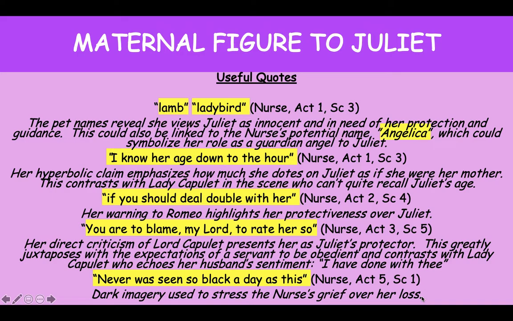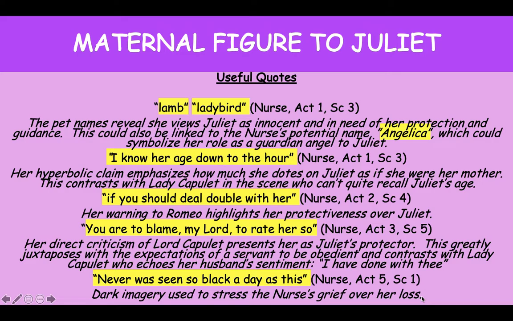Look at the way that she speaks to Romeo when really acting as the messenger to determine how they will marry and what will happen. And she says, if you should deal double with her. Her warning to Romeo highlights her protectiveness over Juliet, much like how a mother might feel the need to protect her daughter. And I find this really interesting in Act 3, Scene 5, when she stands up to Lord Capulet.